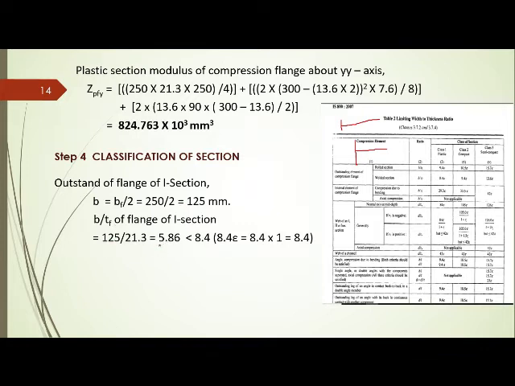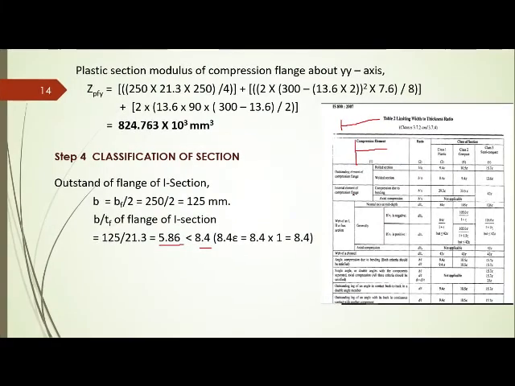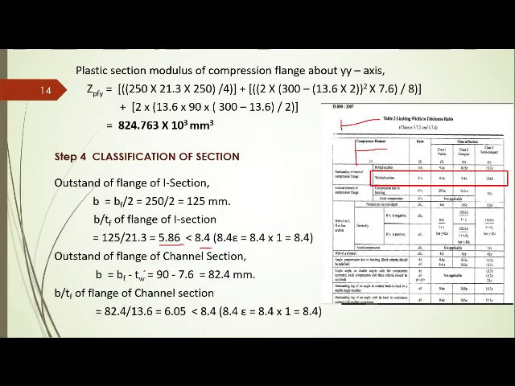This ratio is resulting in 5.86, which is less than 8.4, which is referred here for welded section. It is 8.4. For rolled section, it is 9.4. We may take it also as 9.4, because a rolled section is used here, so we have pointed out this here. And for the channel section, it is also calculated and coming as 6.5, which is again less than 8.4.